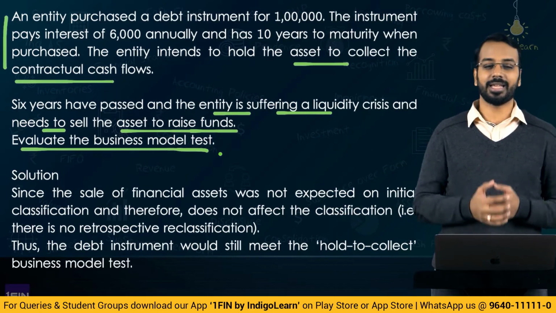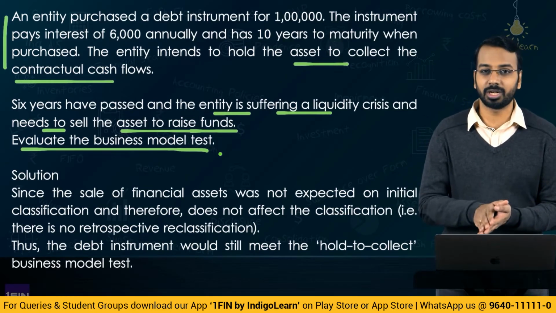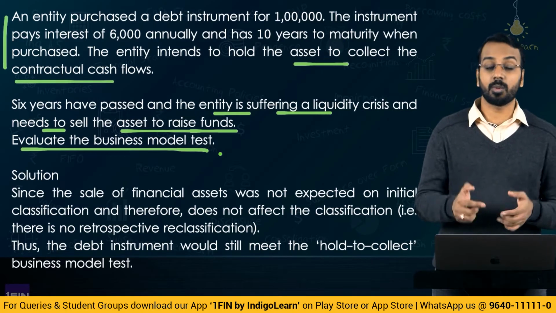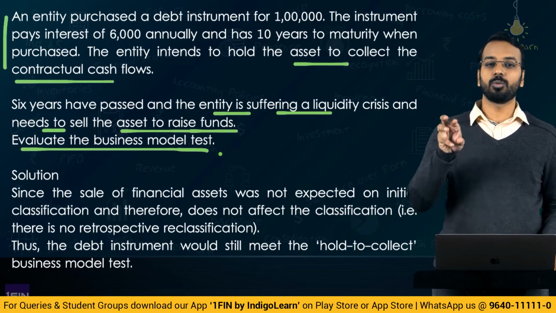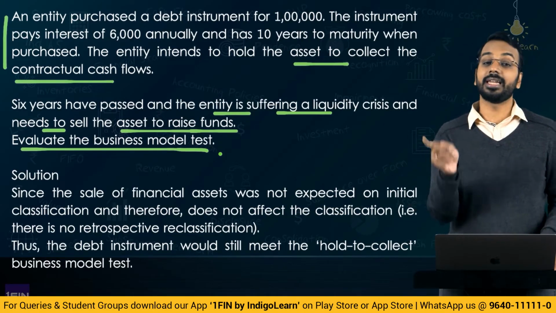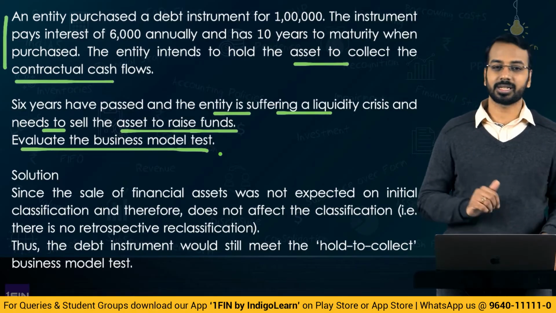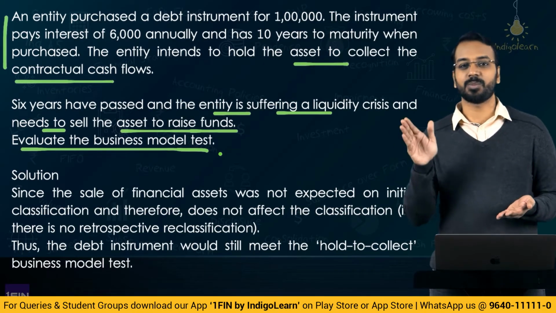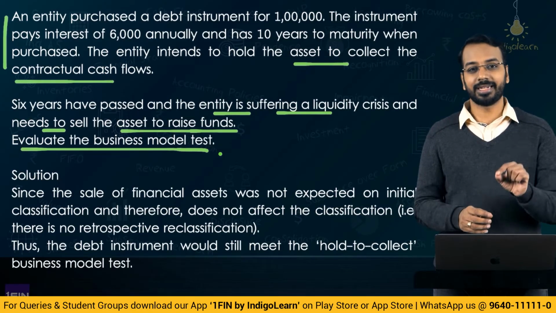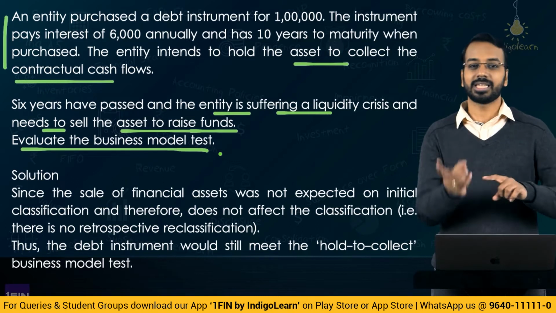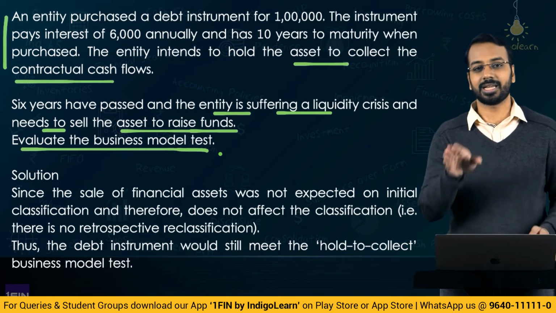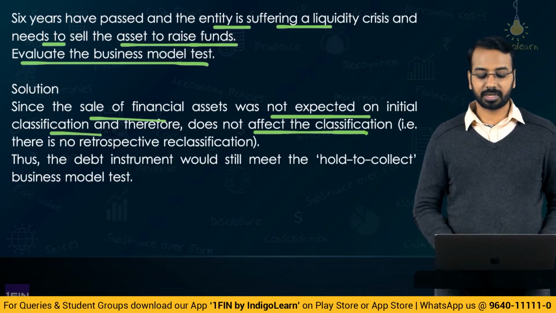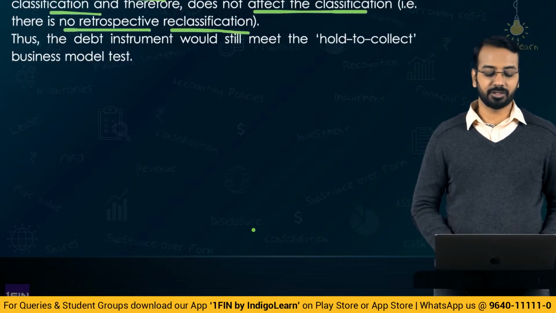Now friends, when we have to classify financial assets, you have to look at the inception. At the inception, what was the intention? What was the business model? The business model was to hold the financial asset to collect the contractual cash flows. So if that was the business model at inception, means the entity wants to hold the financial asset to collect the contractual cash flows, then it will meet the hold to collect criteria or hold to collect test. Subsequently, after 6 years, we are selling it off. Will it change my assessment at the inception? It will not change my assessment at the inception. So it will continue to satisfy the criteria or the test of hold to collect the contractual cash flows. Subsequently, selling because of financial crisis does not change the classification done at inception. So basically, the sale of the financial asset was not expected on initial classification and does not affect the classification. That is, there is no retrospective reclassification.